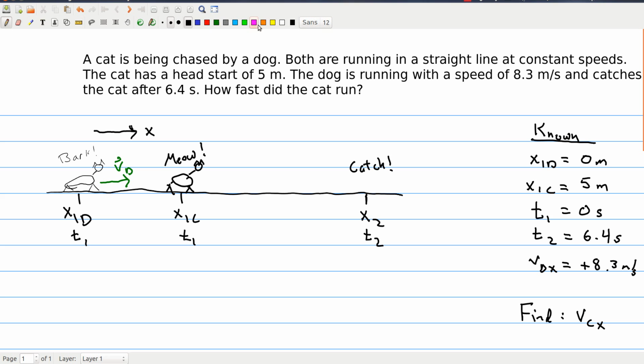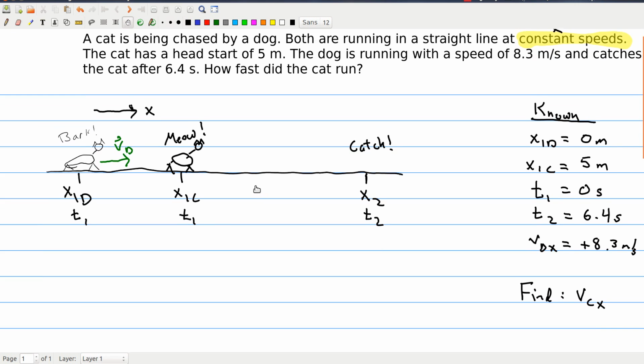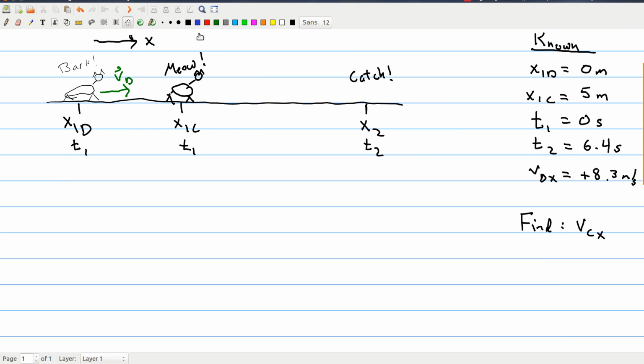Okay, we are told that we've got constant speeds. So we also know we have no acceleration for either the dog or the cat. So that lets us go ahead and use our equation for average velocity. So let's just try and find it directly. This might be the first thing we try.